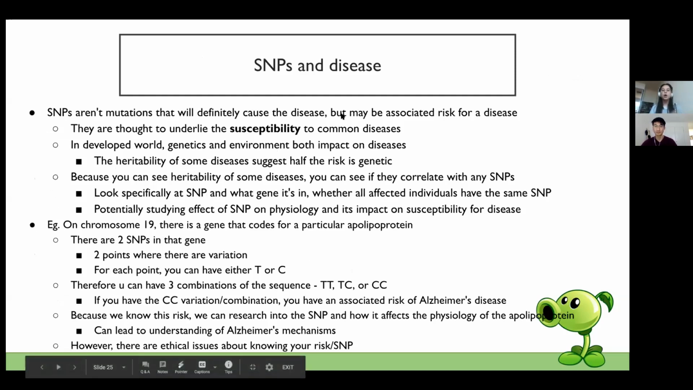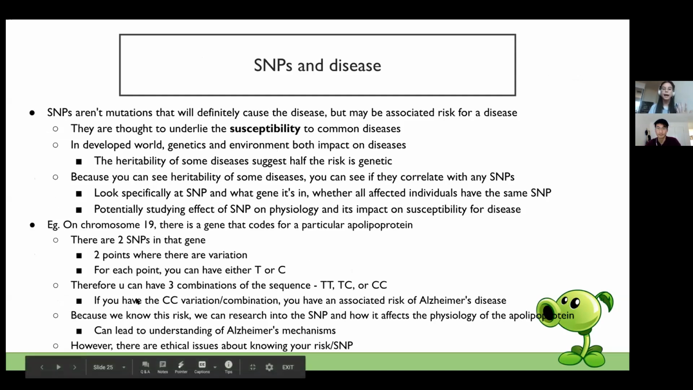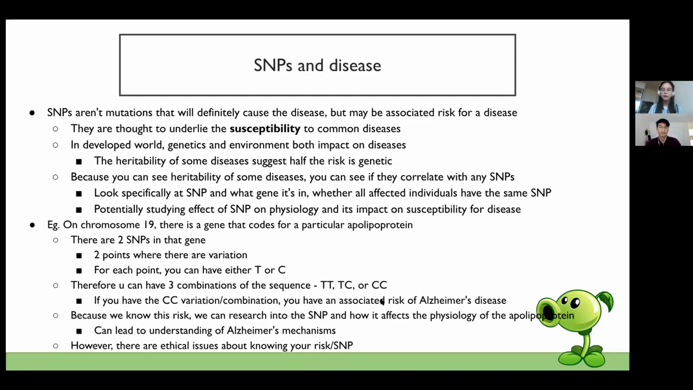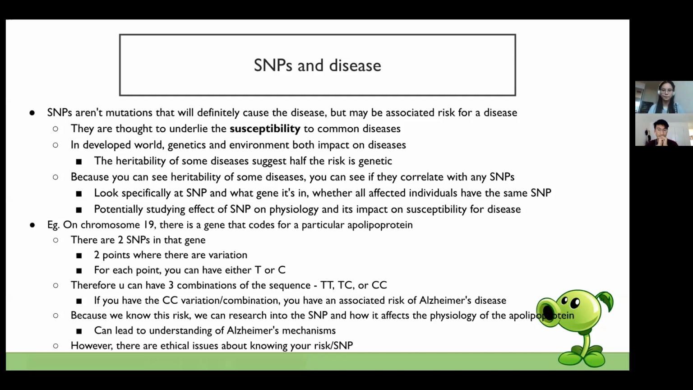So SNPs don't give you a disease. That differing base pair does not guarantee you a disease, but it increases your risk of having a disease. One of the examples of that is on chromosome 19, there is a particular SNP, and a certain combination or a certain base pair will give you an associated risk of Alzheimer's disease. But this will only increase your susceptibility. It will not definitely give you the disease.